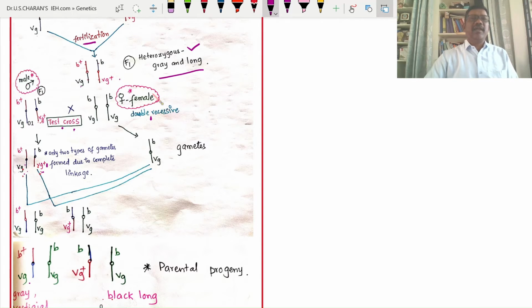So this is heterozygous, but grey long. Dominant characters are appearing, recessive characters are suppressed. So from this F1 population, one male Drosophila is taken. This is test crossed with the female organism. So here the question is, why do they cross this male F1 with the double recessive parent?